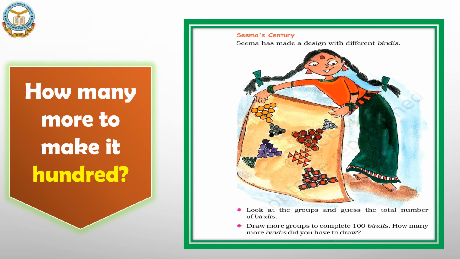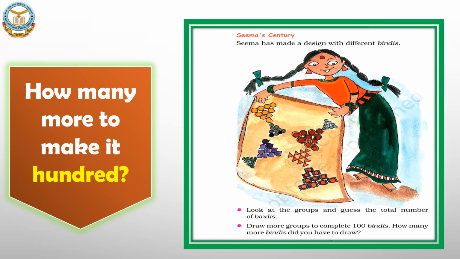So, to solve all these questions, we have to carefully observe this picture. When you observe this picture, you can see different types of bindis, but what is common among all these? They are groups of tens. See, as you move from top to bottom, how many groups of tens are there? Let's start counting. 1, 2, 3, 4, 5, 6, 7 and 8. Seema already had 8 groups of tens, which gives you 80. But Seema needs 100 bindis.